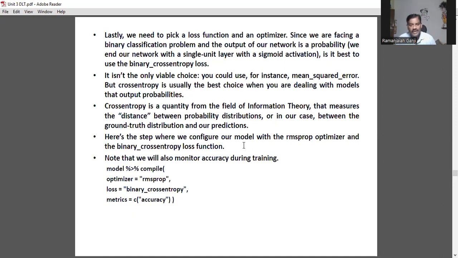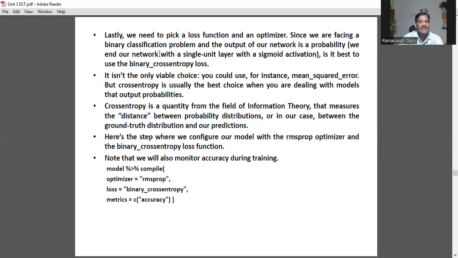Lastly, we need to select a loss function and optimizer. What is a loss function? Based upon your processing, we are going to produce an output. That output is going to be compared with the expected output. If there exists any kind of error, the optimizer is going to change the data to produce the correct outcome.